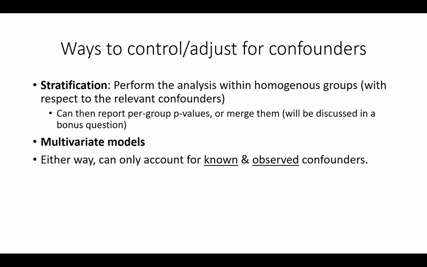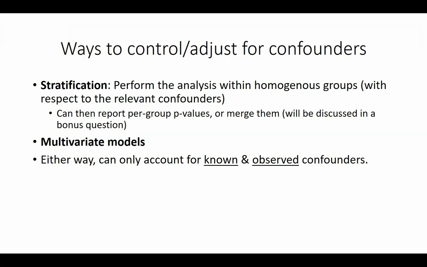So thankfully, we can do what is called controlling or adjusting for confounders. There are different ways to do it. One option is called stratification, meaning basically to perform the analysis within homogeneous groups. So for example, if we want to account for sex, we can say, okay, let's do the analysis for men and women separately. And we can then just report the per group p-value.